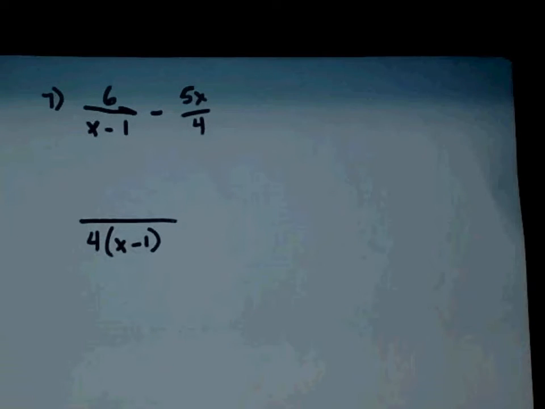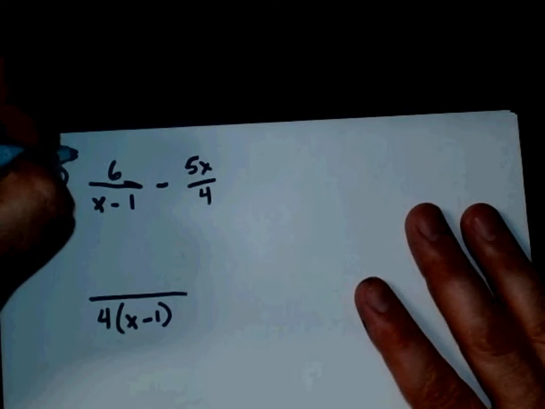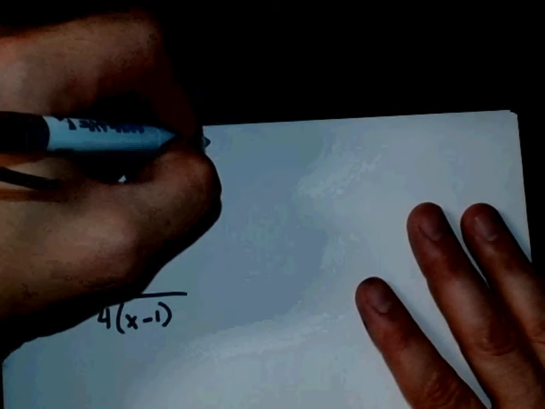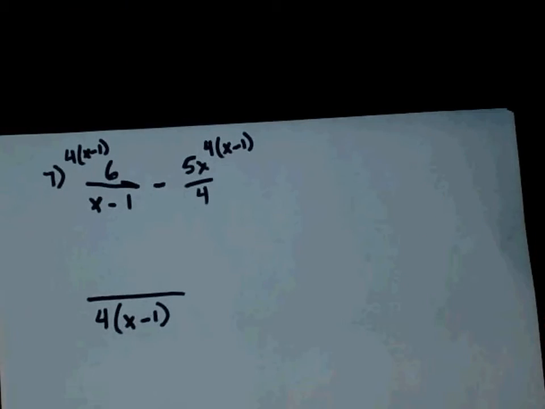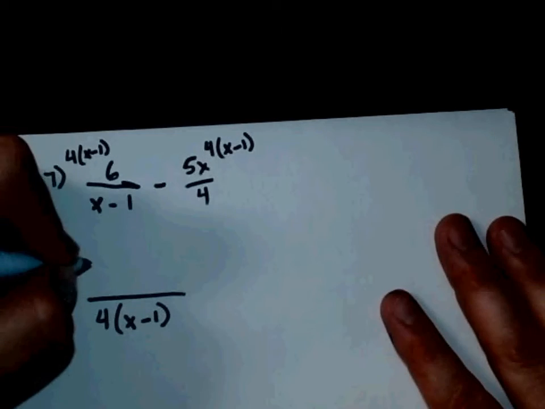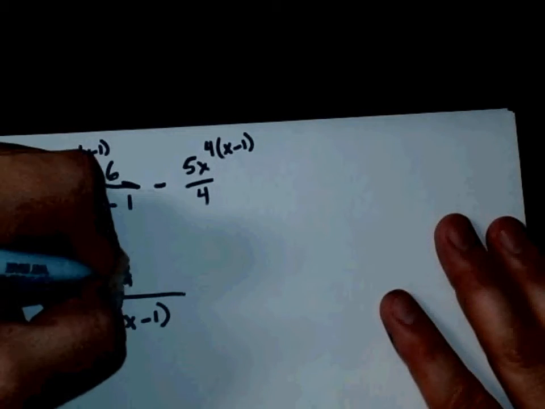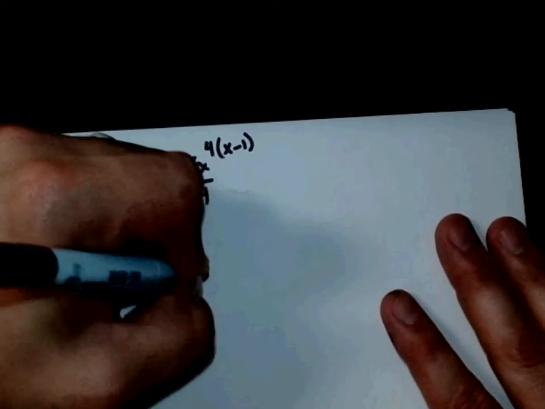And therefore, when I do that, I'm going to multiply the top by the same thing. So I'm going to multiply this by 4 times x minus 1, and I'm going to multiply this by 4 times x minus 1. Okay? I'm going to multiply both of those. And so I'm going to take that understanding and move it down to this one that I was working with the common denominator. So what I'm left with is 6 times 4 times x minus 1 minus 5x times 4 times x minus 1.